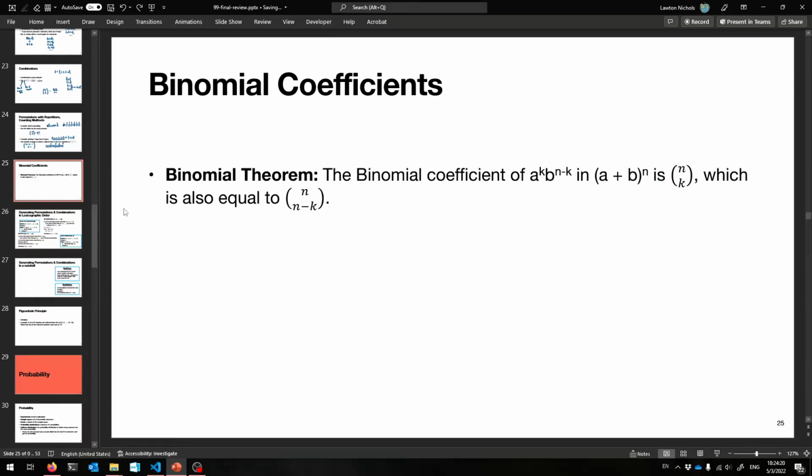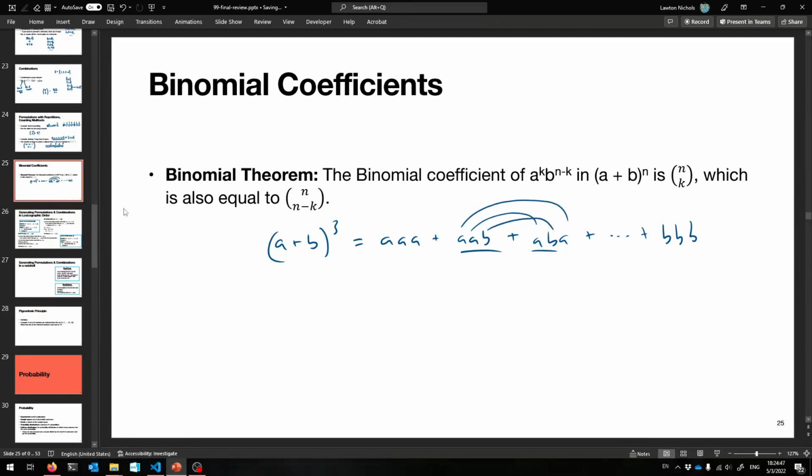So a plus b cubed, for example, think about it this way. You can pick all a's, you can have AAB, you can have ABA, you can have a lot of stuff in between, you can have BBB. It's all the different ways you can have these, but some terms are the same, right? The order doesn't matter for multiplication. There are some b's, there are some a's, they all align. Those are equal to each other, and so we have several of those.